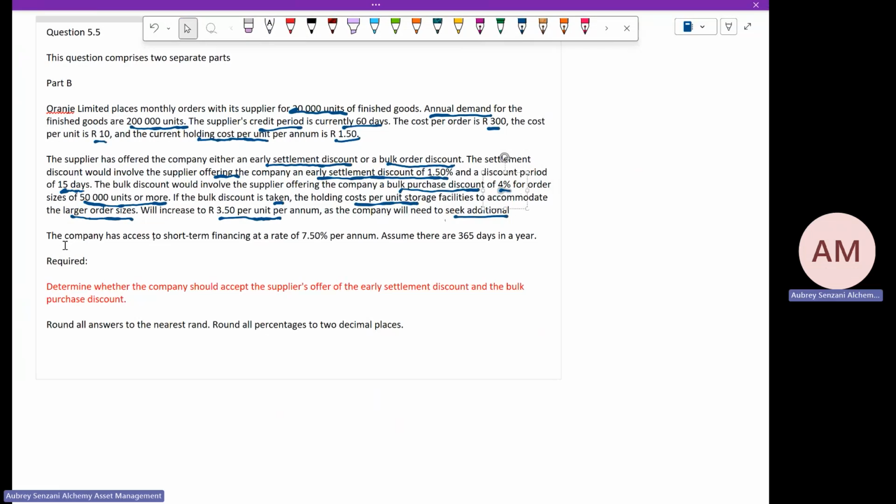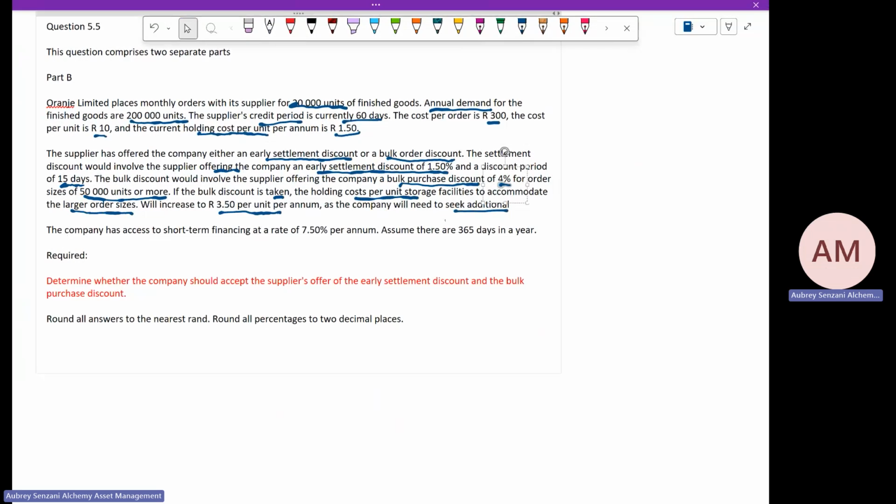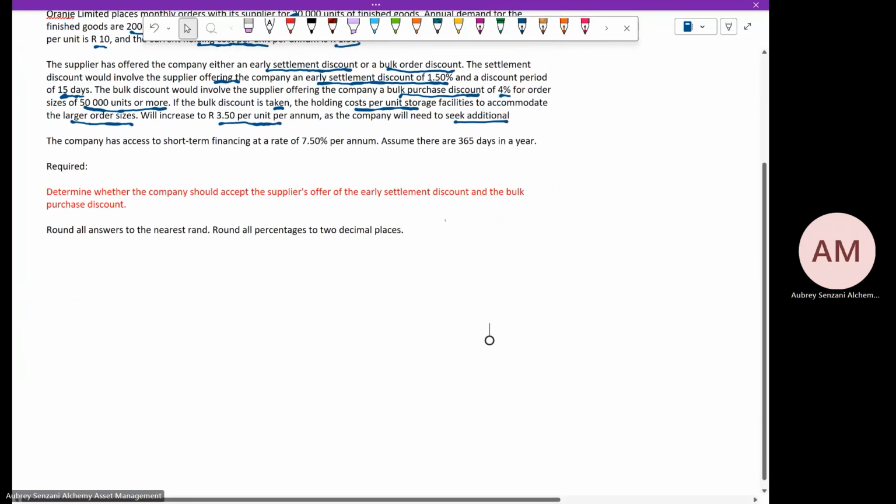Required: determine whether the company should accept the supplier's offer of early settlement discount and the bulk purchase discount. Round all amounts. We read that already. So first things first, we need to find out what is the cost of foregoing the discount. What is the formula to calculate the cost of foregoing a discount?